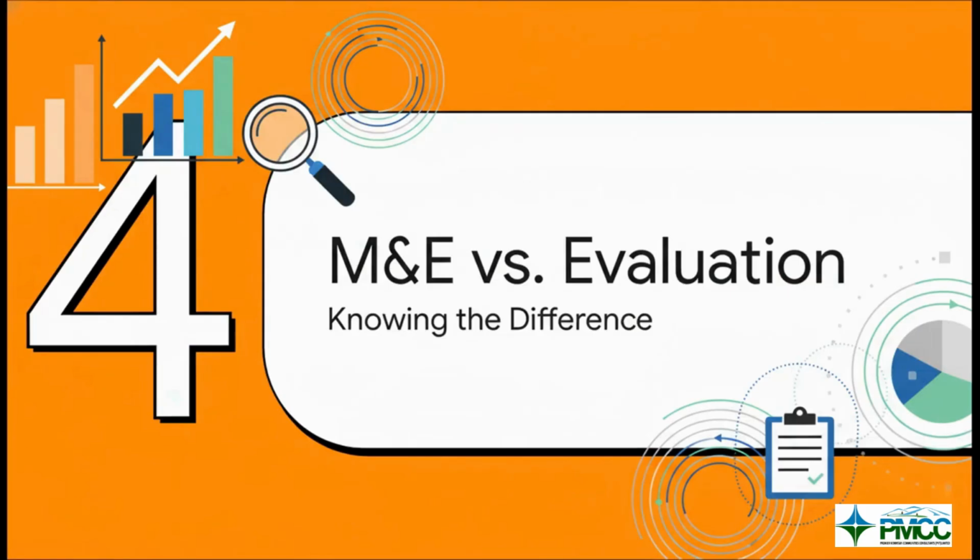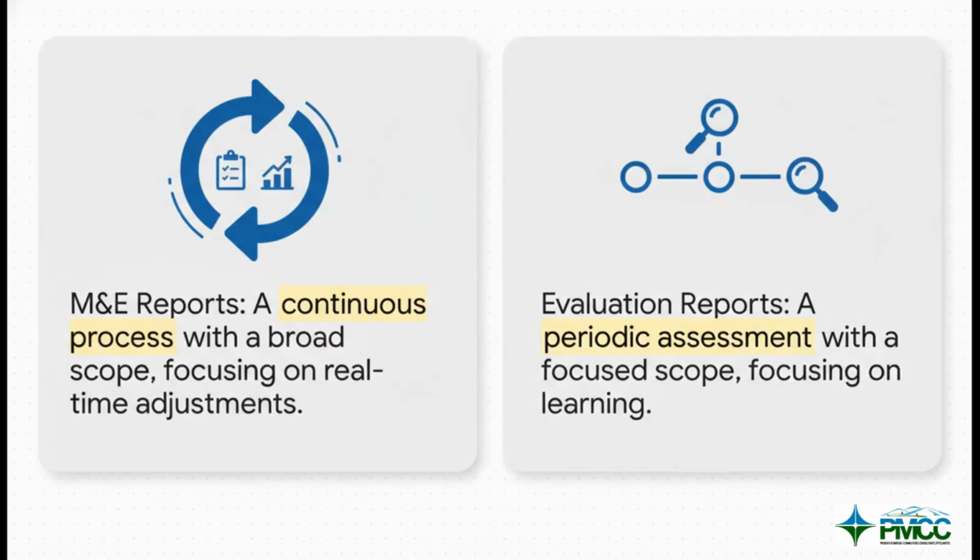Let's clear up another really common point of confusion. You hear M&E report and evaluation report thrown around all the time, sometimes as if they're the same thing. They're not. And knowing the difference is pretty important. Here's the easiest way to remember it. An M&E report is like a routine checkup for your project. It's continuous, it happens pretty often, maybe monthly or quarterly. Its main job is to help the project manager make real-time adjustments.